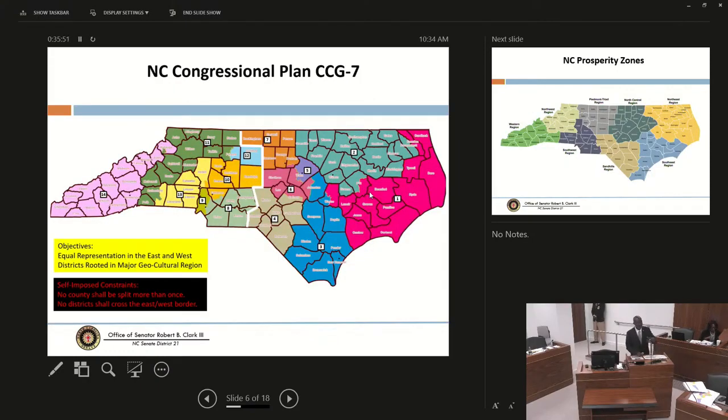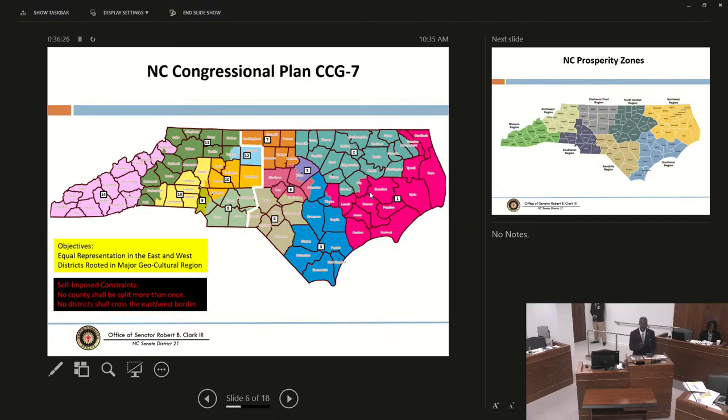Okay. So to summarize, I have my points here. In addition to our criteria, my objective for a congressional plan for North Carolina is to have equal representation in the east and west, to have districts that are rooted in each major geocultural region in the state, and, I can't read from here, but I know it says another thing is to not split any county more than one time, which is what we did in our previous congressional plan. We did not split a single county more than once. As a matter of fact, I made that as a recommendation for the committee, but it was rejected.